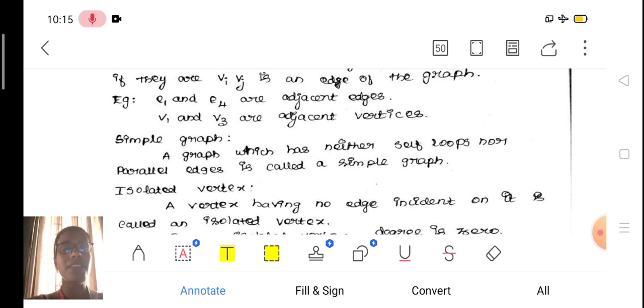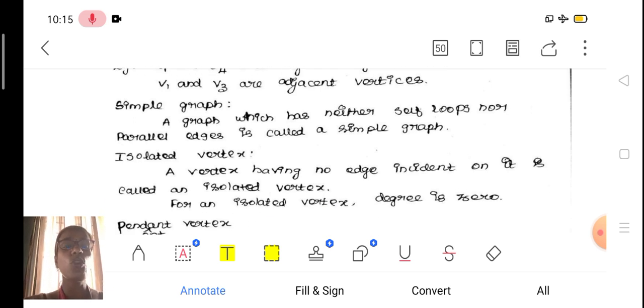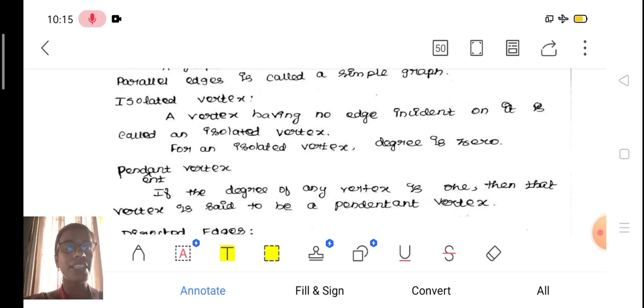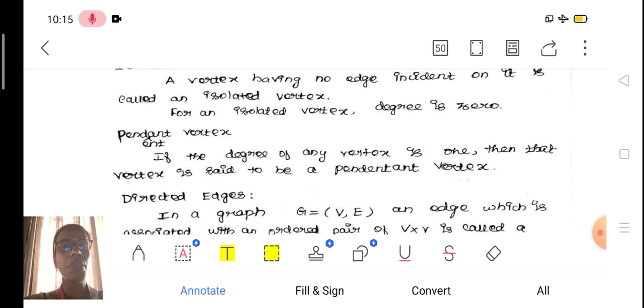And what is meant by isolated? A vertex having no edge incident on it is called an isolated vertex. For an isolated vertex, the degree is 0. And what is meant by pendant vertex? If the degree of any vertex is 1, then that vertex is said to be a pendant vertex.